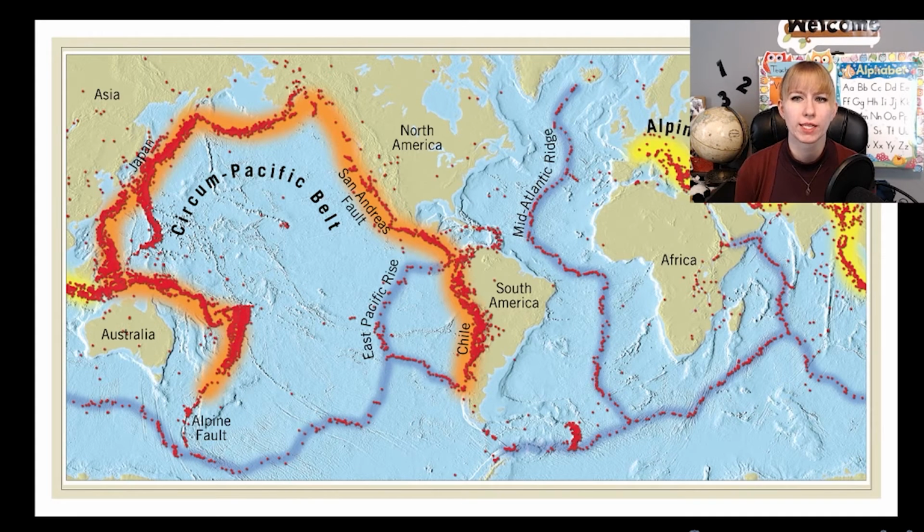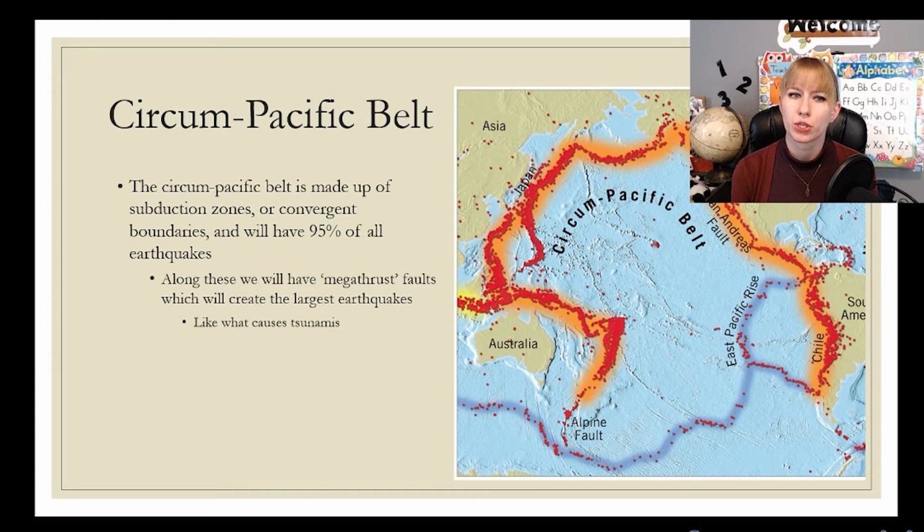So now let's take a look at plate boundaries. This is the Circum-Pacific Belt and the Alpine-Himalayan Belt. We're going to split these up into two separate pictures, and we're going to talk about them separately. Starting with the Circum-Pacific Belt, also known as the Ring of Fire when we talk about volcanoes. The Circum-Pacific Belt is made up of subduction zones, or convergent boundaries, and will have 95% of all earthquakes in a year. Along these, you'll have megathrust faults, which will create the largest earthquakes, like what cause tsunamis.